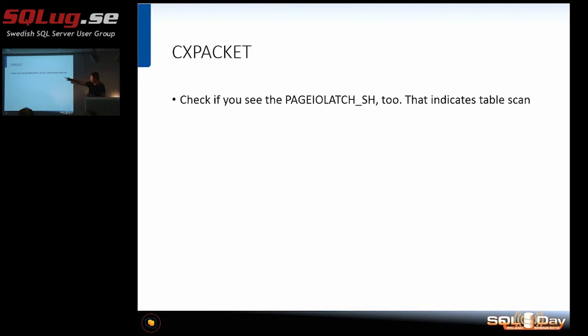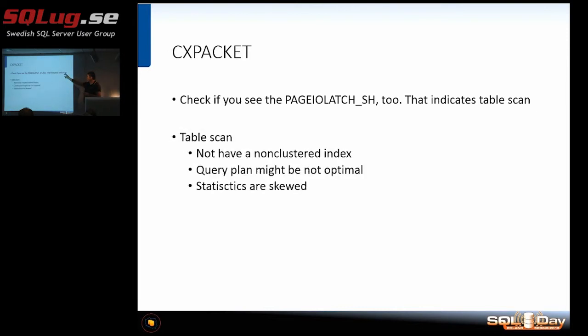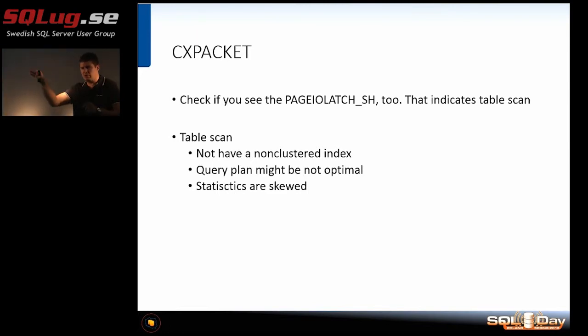If you can also see PAGEIOLATCH, that indicates that we are going to do a table scan. What does table scan mean? You have to read all the data into memory. So maybe we don't have a proper non-clustered index for our query. If we have to scan a table, maybe there is no proper index. Maybe the plan of the query is not optimal. It was optimal previously, but now, at this moment, it's not. So please refer to the OS waiting tasks view and the query I showed you, where you can dive into the query plan. Or maybe the statistics are just wrong.